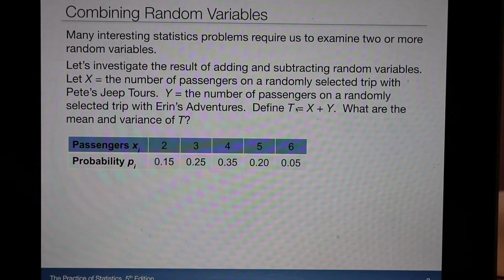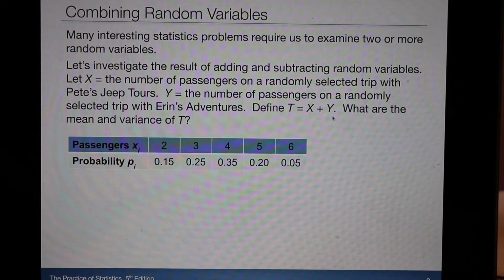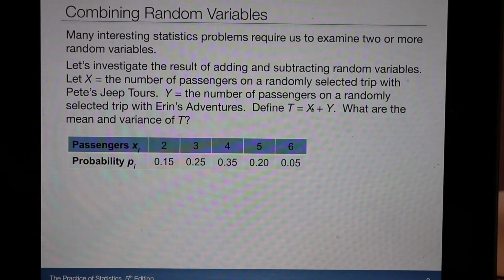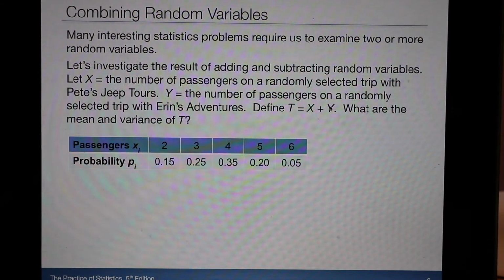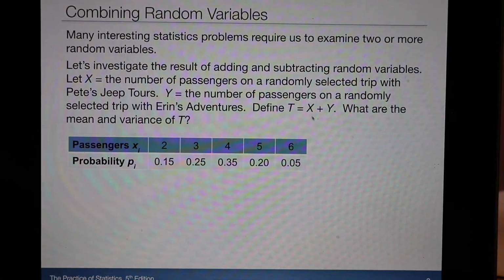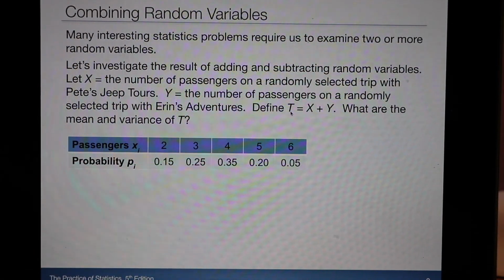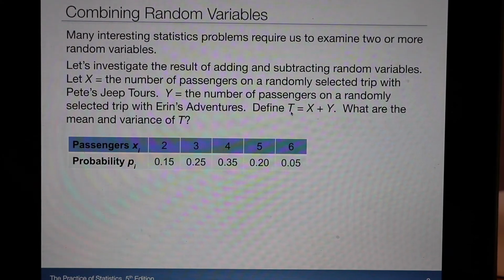So T will be defined as, let's assume that Pete's Jeep is going to merge with Aaron's Tours. So we're going to combine these 2 companies. What are the mean and the variance of T? What happens to the mean and the variance when we combine 2 distributions?